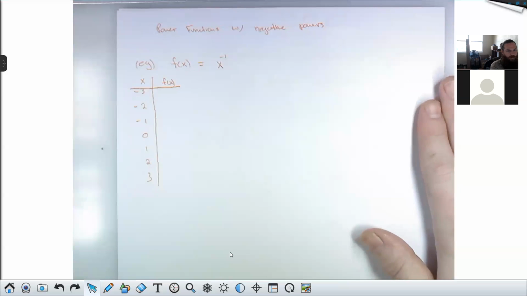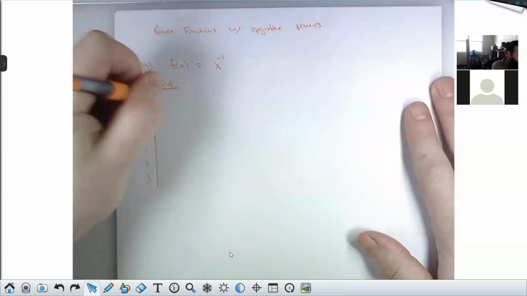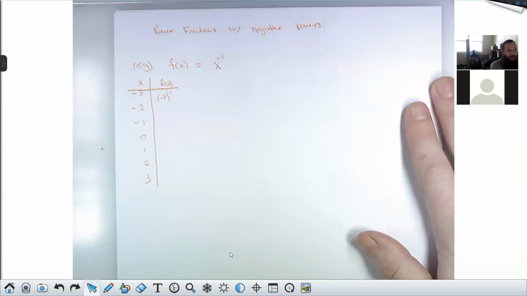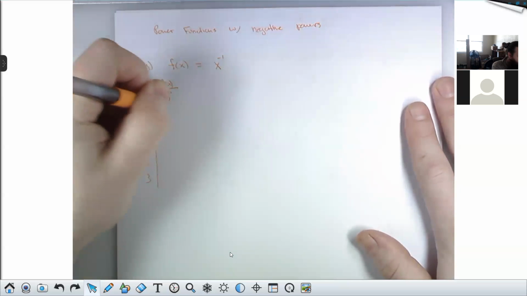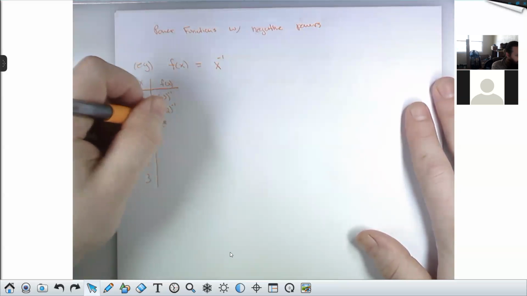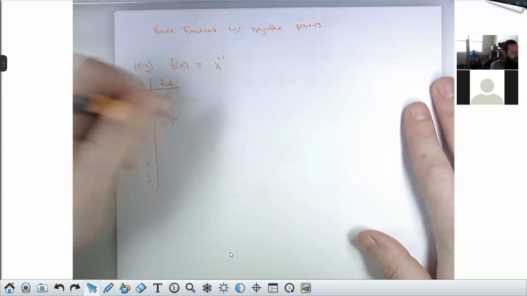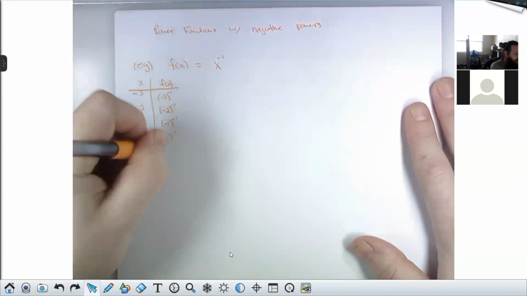so if we use the input -3, right, x to the negative 1, then I'll have -3 to the negative 1 for my output. If I use the input -2, then my output will be -2 to the negative 1. If I use the input -1, my output will be -1 to the negative 1. If I use the input 0, all right, you get the idea.